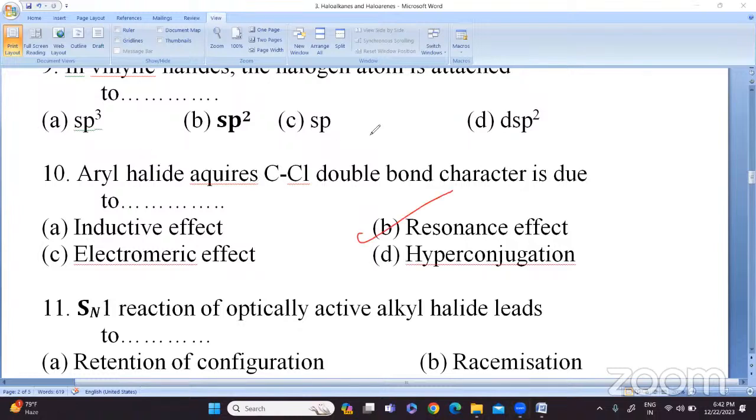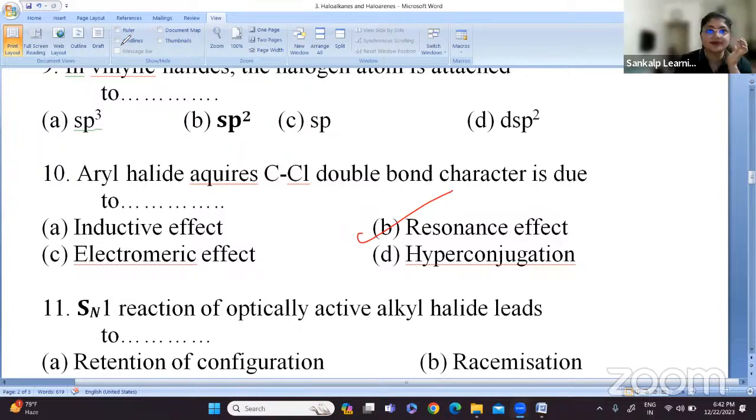From the resonance structures, the C-Cl bond has a partial double bond character. So cleavage of the bond in haloarenes is very difficult; you cannot break the bond in haloarenes. Because of this, they are less reactive towards nucleophilic substitution reactions. When you write the resonance structures, you will come to know. So it is due to resonance effect. Next question.